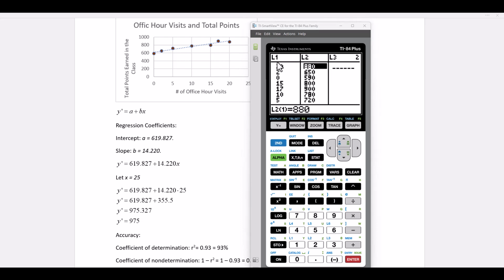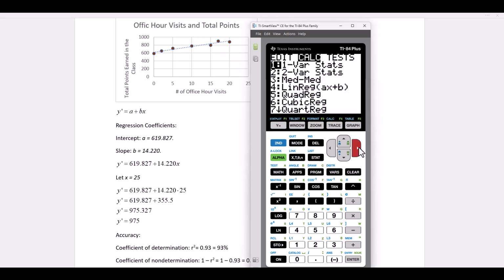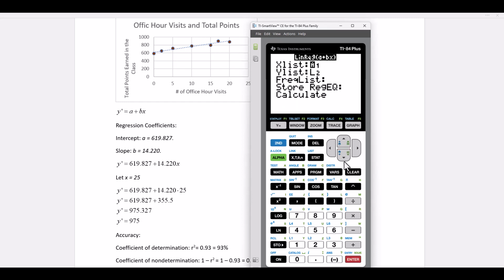And I've already done this. So you press Stats, Edit, and you enter your data. As I mentioned, this has been done. Then we click on Stat, Calculate, and we select option 8. Once again, select Calculate. We have the two key regression coefficients.